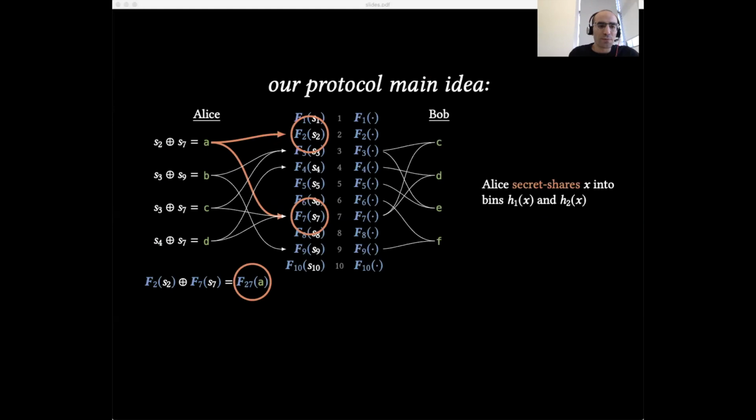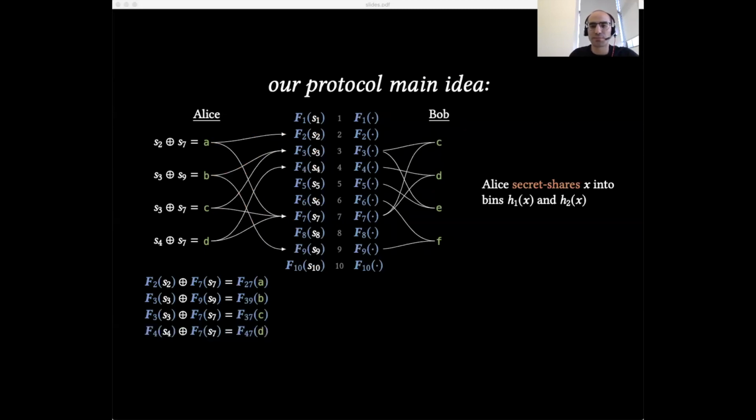From the homomorphism property, Alice can compute the evaluation of the combined function. So for example, for item A, she can compute the evaluation of the combined function F27 on A, because F2 on S2 XOR F7 on S7 equals F27 on S2 XOR S7, which equals A. And she does so for every item that she has.